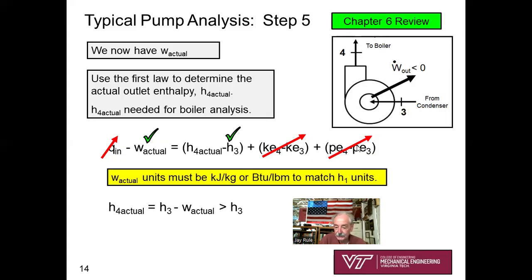No change in kinetic, no change in potential energy. So we've got equals H leaving minus H entering. H3 we've already looked up. And so it's sort of child's play to get H4 actual is H3 minus W actual. Well, if W actual is a negative number, H4 actual is going to be bigger than H3. And that's exactly right. You're putting energy into the fluid. You're going to cover this in your fluid mechanics class. Putting energy into the fluid, you're bumping up the enthalpy of the compressed liquid leaving the pump.